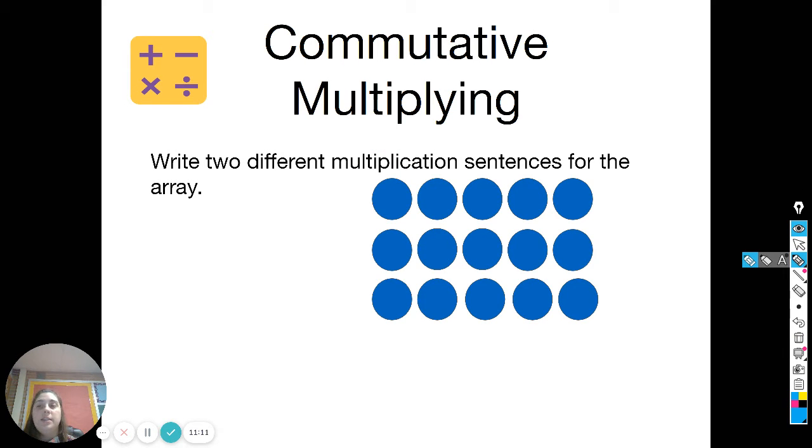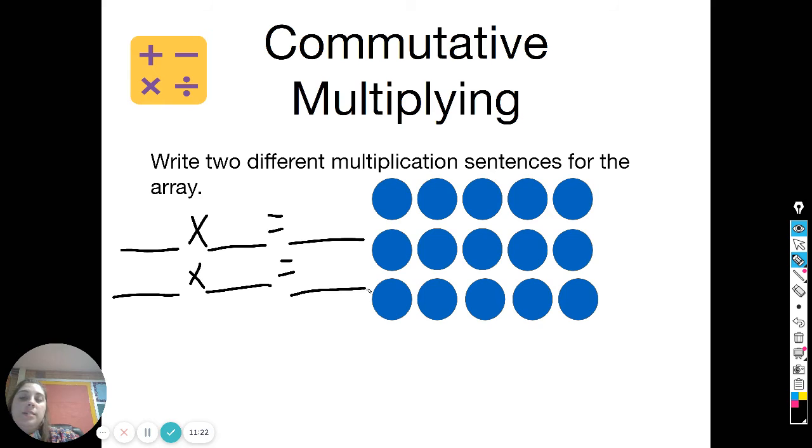Write 2 different multiplication sentences for the array. So, same as our last problem, except it's a different array. We need 2 different multiplication sentences for this array. Go ahead and write both of those multiplication sentences. If it helps you, you can draw the other array, take it and turn it on its side to help you write the second equation.